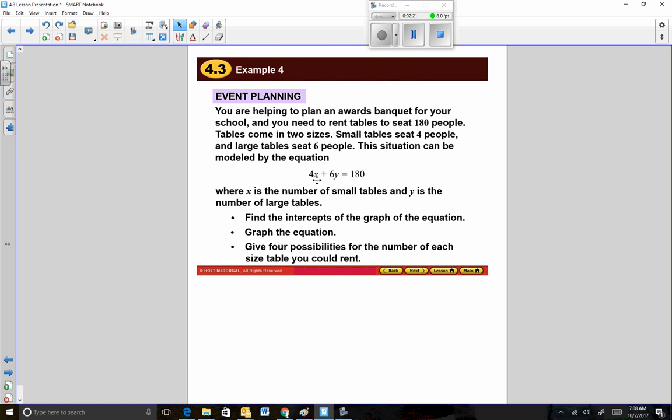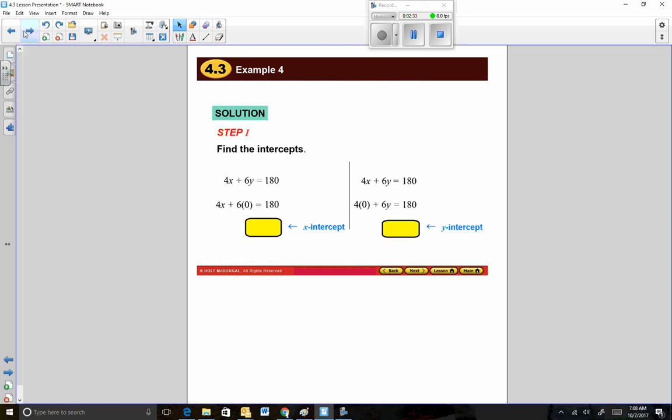So you're going to be putting a 0 in here, figure out what it equals, put a 0 in there, figure out what we get for your x-intercept. Graph the equation, give 4 possibilities. So let's take a look at how. Let's make sure we can get our x and y intercepts.